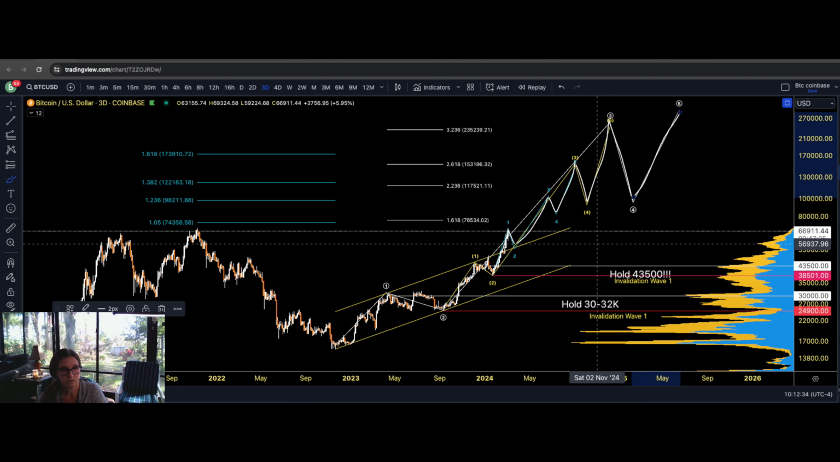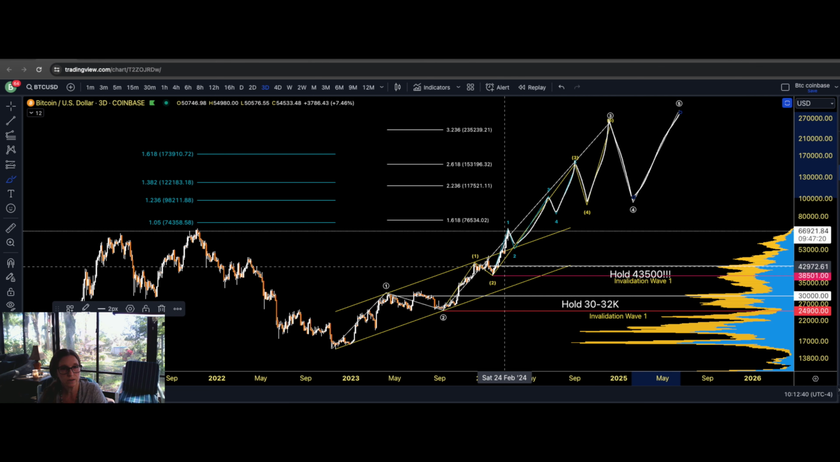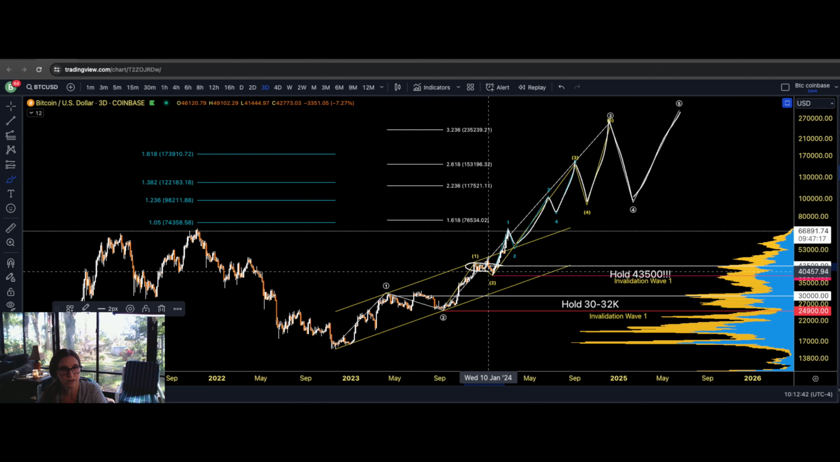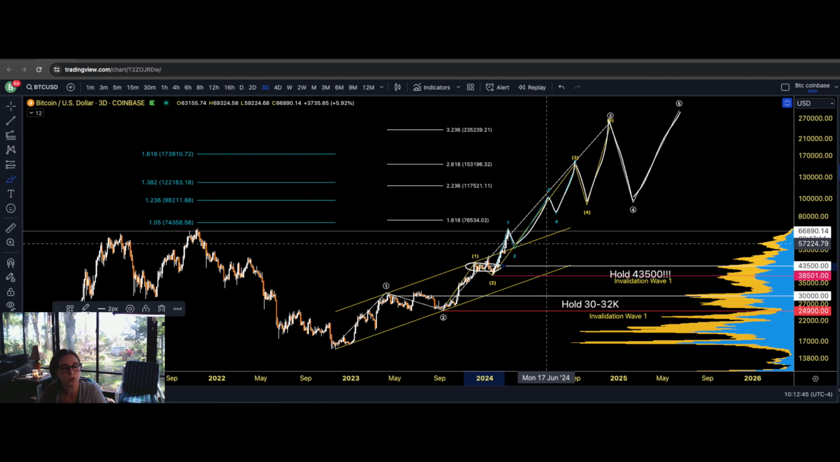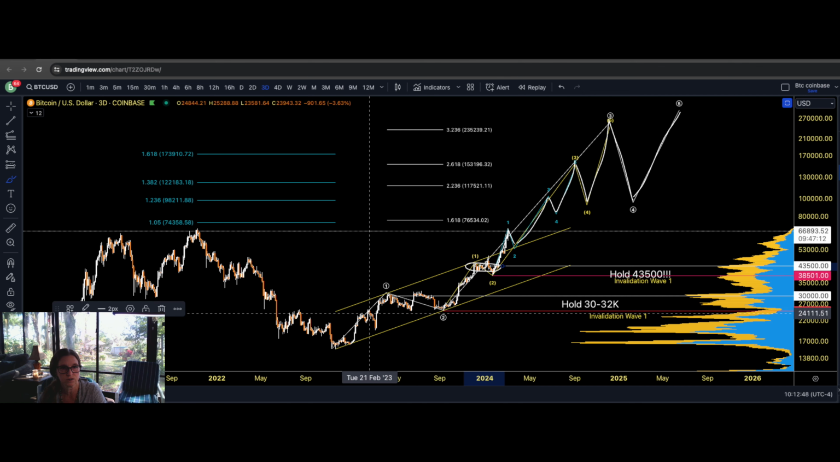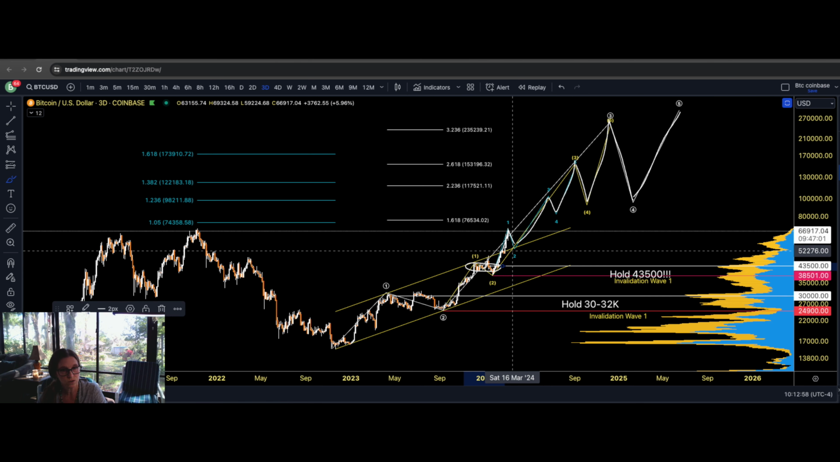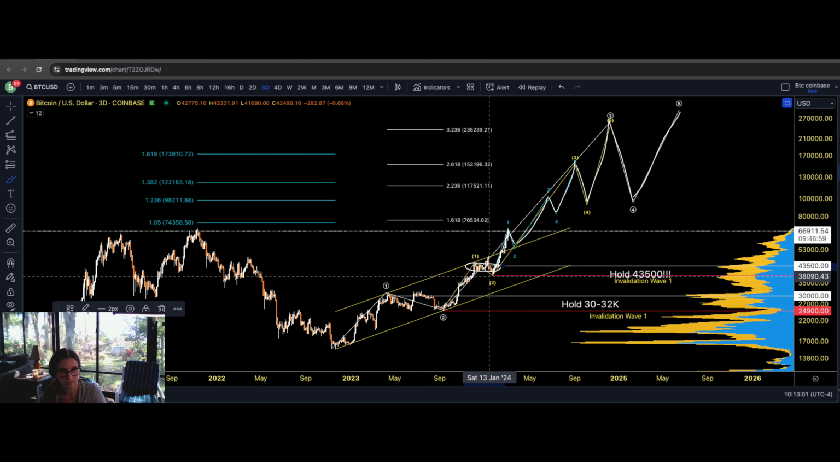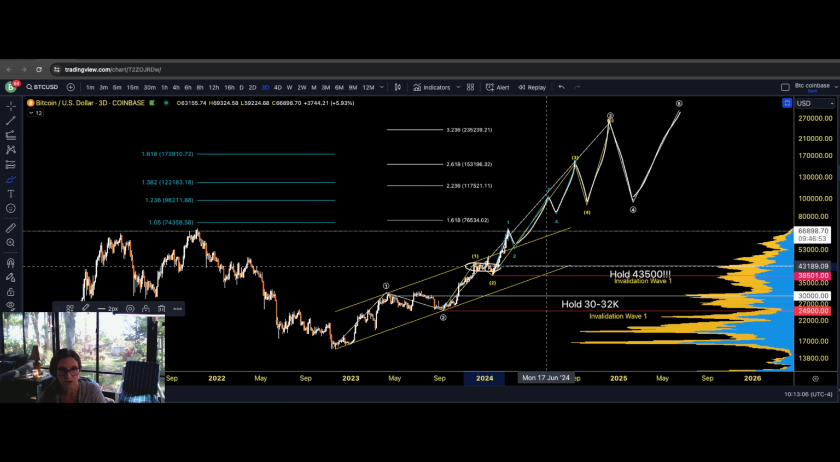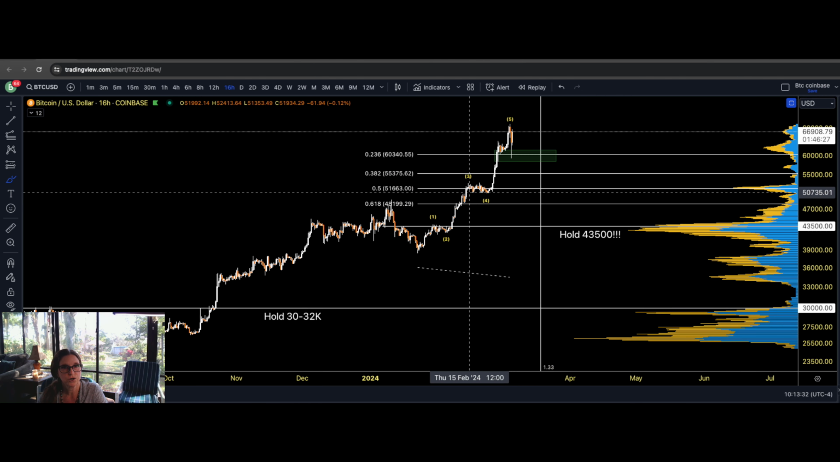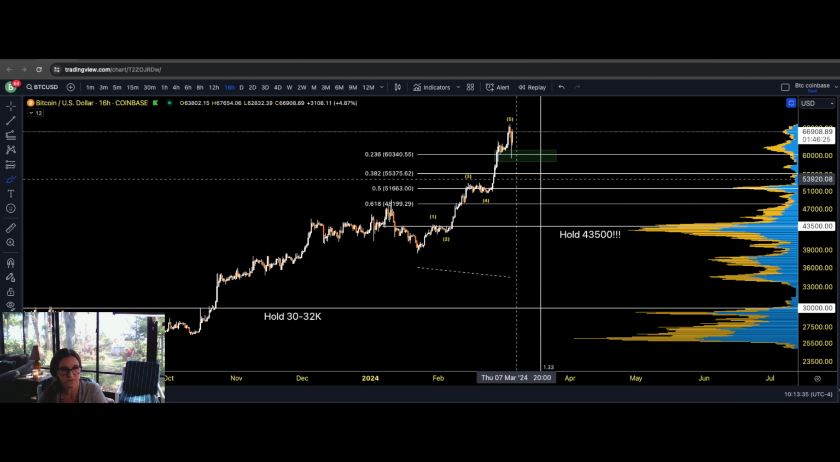At this point, we have to hold 43,500. Coming through this area will invalidate both ways that you look at this start. If this is a 3 and a 4, the prior or the next 3 and 4 should not come through it. If it's a 1 and a 2, the 2 should not come through it. So either way you look at it, we have to hold 43,500.